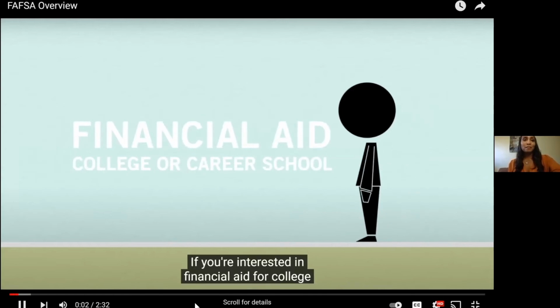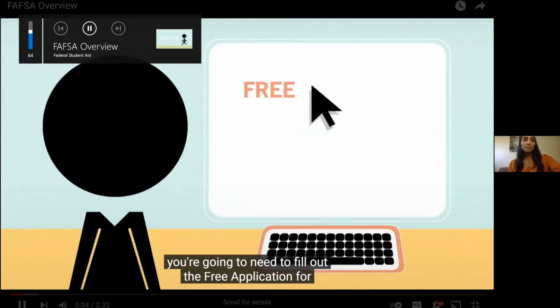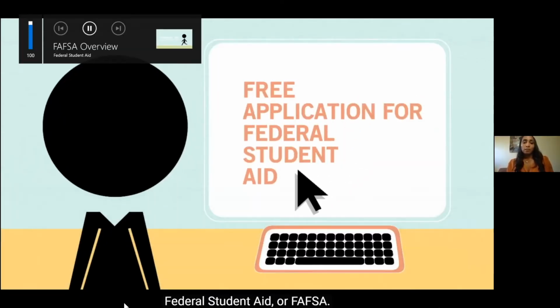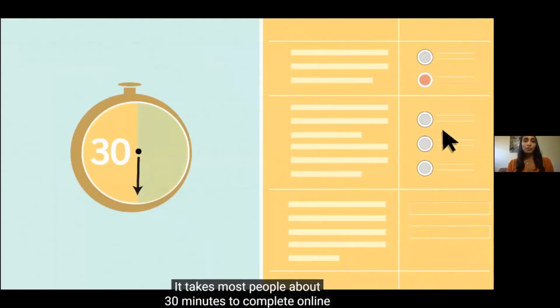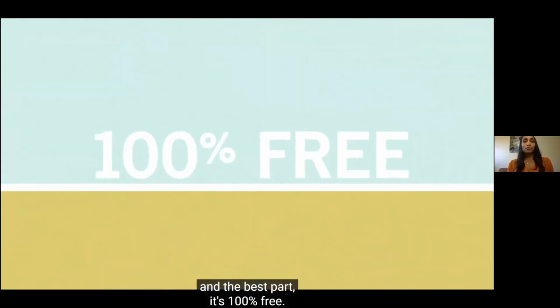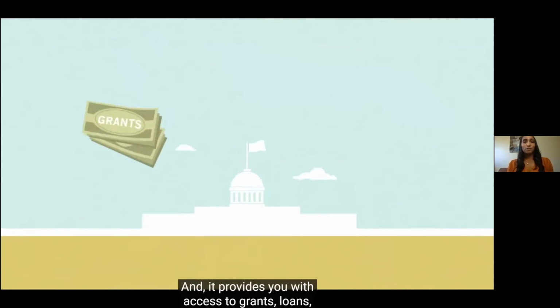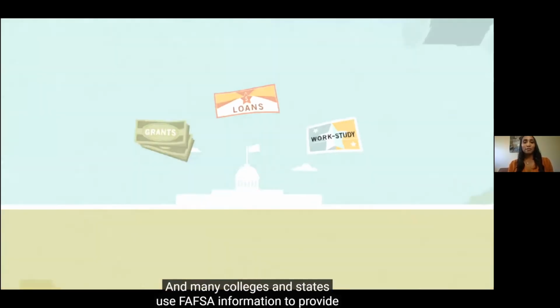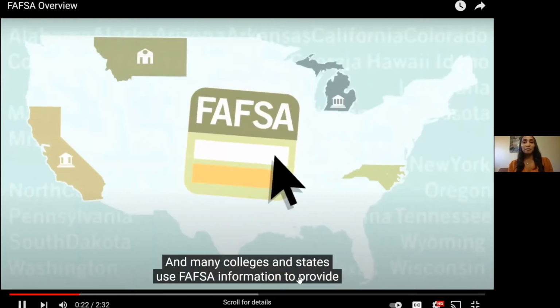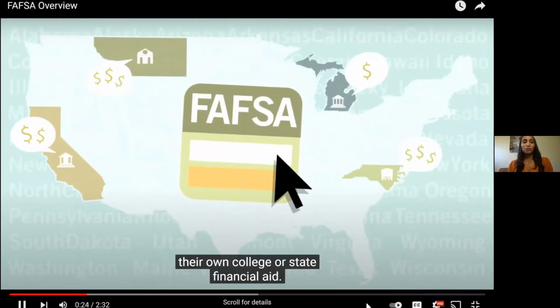If you're interested in financial aid for college or career school, you're going to need to fill out the Free Application for Federal Student Aid, or FAFSA. It takes most people about 30 minutes to complete online, and the best part, it's 100% free, and it provides you with access to grants, loans, and work-study funds from the federal government. And many colleges and states use FAFSA information to provide their own college or state financial aid.